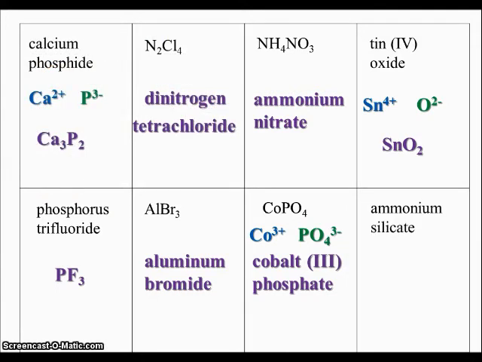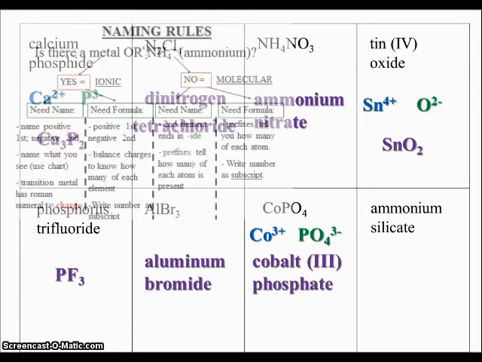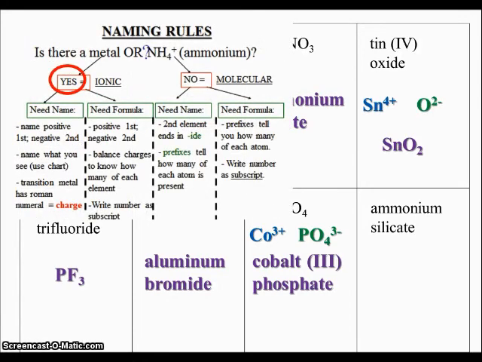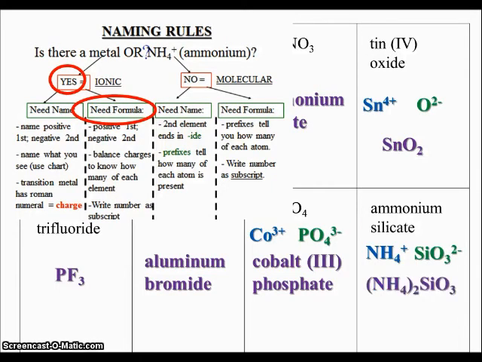Last one, ammonium silicate. Is there a metal or ammonium? Yes, so it's ionic. You're given the name and need the formula. Balance charges. Look on the table of polyatomic ions. Ammonium is NH4+. Silicate is SiO3 2 negative. 2 ammoniums are needed to balance the silicate. Put the NH4 in brackets and a subscript 2. Bracket NH4, bracket 2, SiO3.